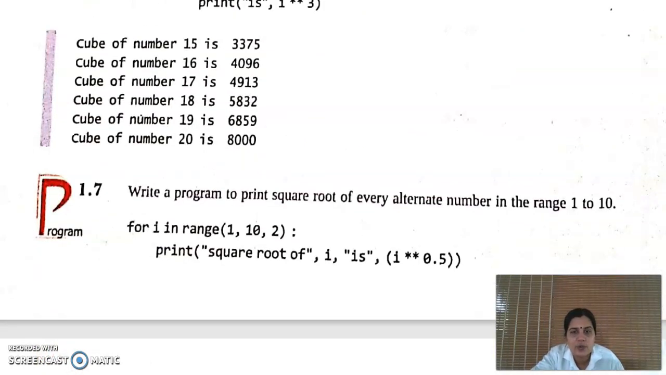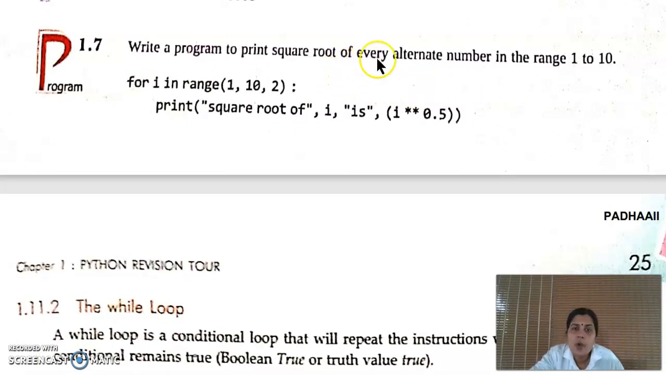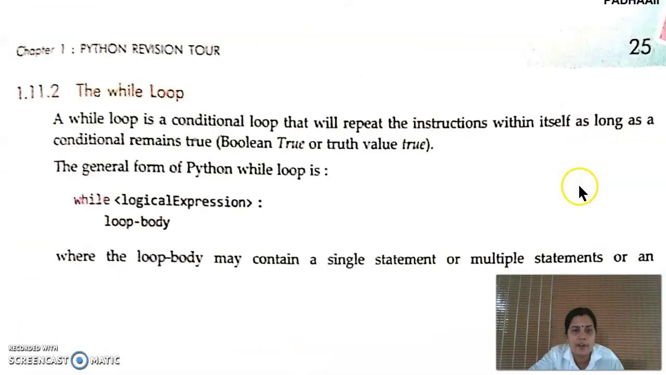This continues. Then, to print the square root of every alternate number: alternate number means if the first number is 1, then we take 3, then 5 and so on. So we have to specify the step size. Alternate number means the step size will be 2. So from 1 to 10, the range is range(1, 10, 2), where 2 is the step size. So the first value of i becomes 1, then 3, then 5, 7, 9. To find the square root, we compute i ** 0.5.